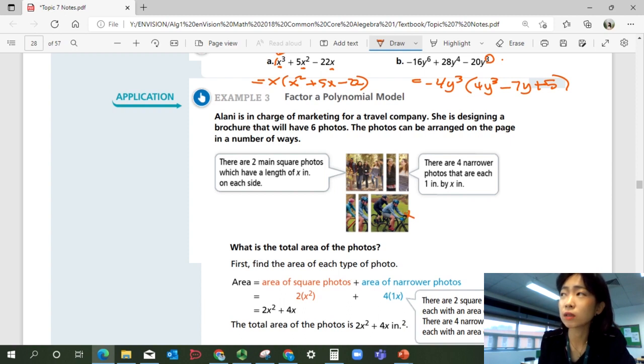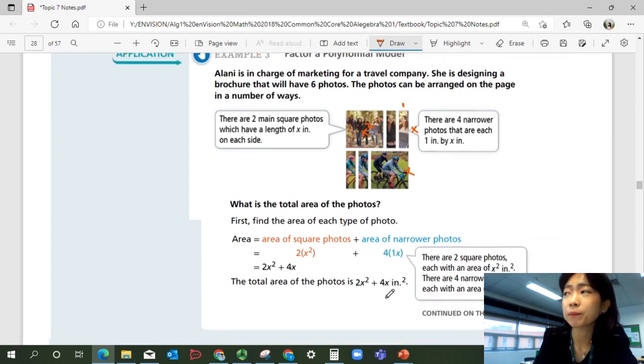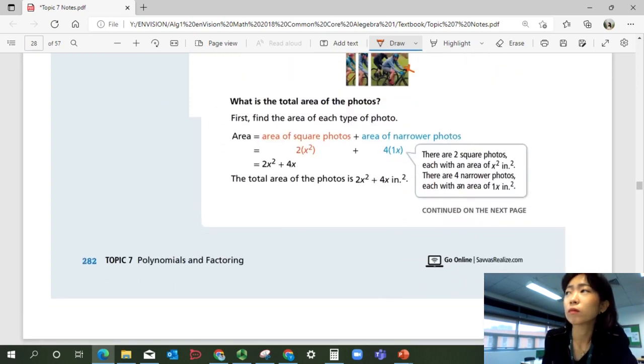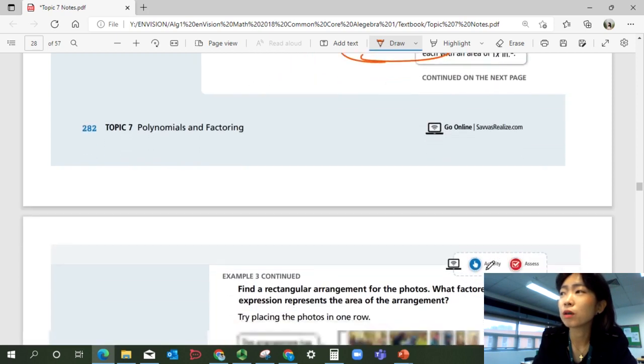And the area of the squares would be x squared. So 2 times x squared plus the area of the narrower photos, which would be 1 times x. So we have 4 of those narrower photos, so we're going to multiply 4 times 1x. And so the total area expression would be 2x squared plus 4x inches squared. That is how we can represent expressions in real life.